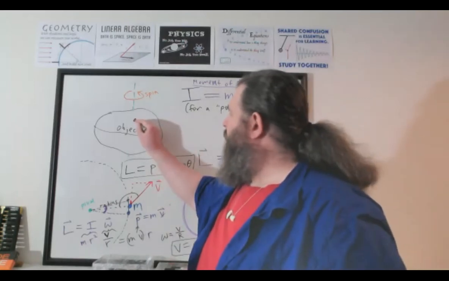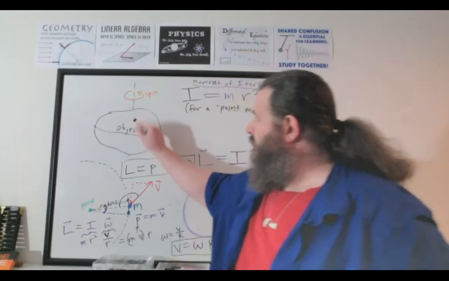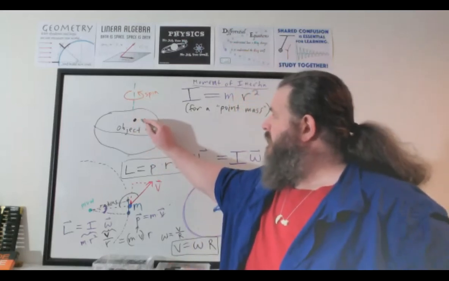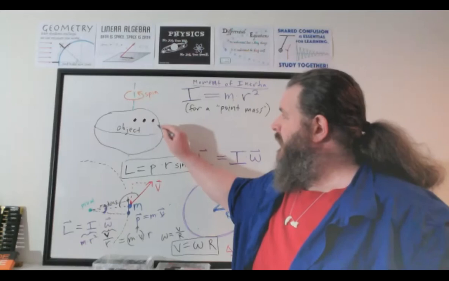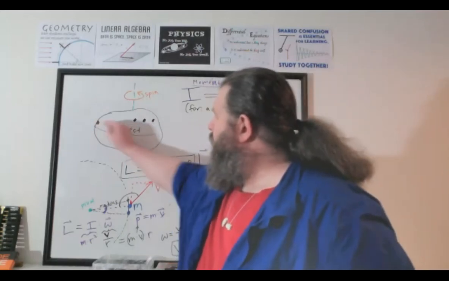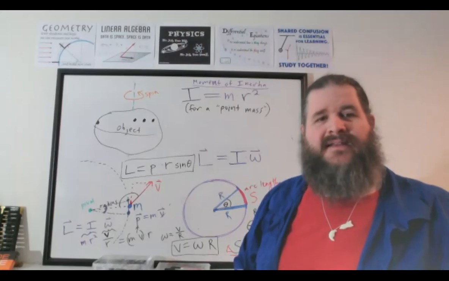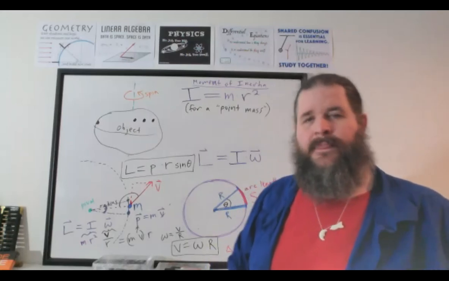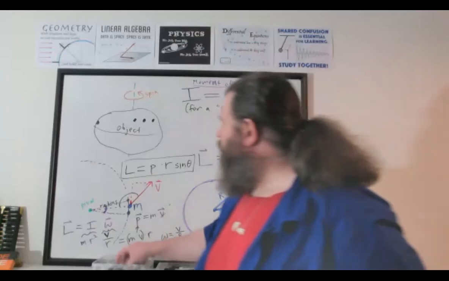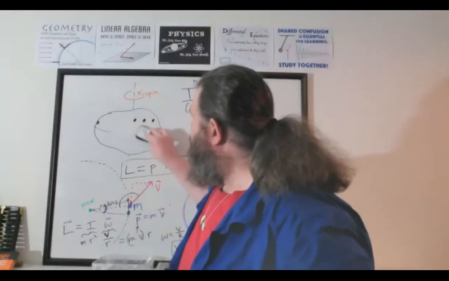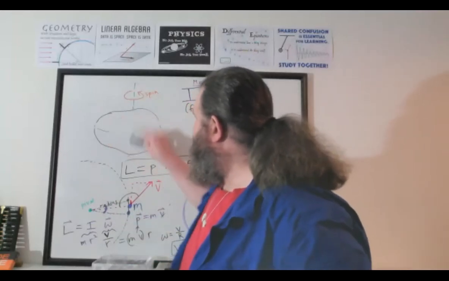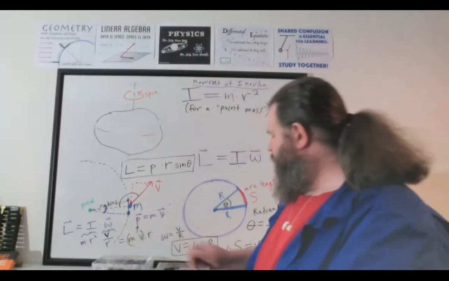Like this piece of mass right here is almost at the axis of rotation. This piece of mass is a little further away. This piece is further away still. This piece over here is very far from the axis of rotation. So each little bit of mass is a different distance from the pivot point. So what you could do is imagine splitting this up into little pieces.